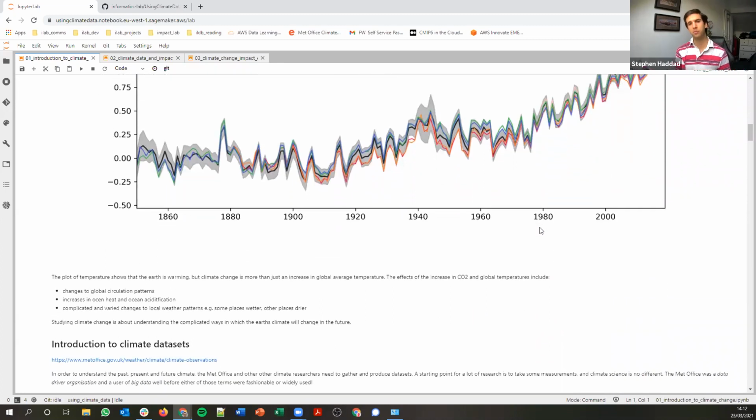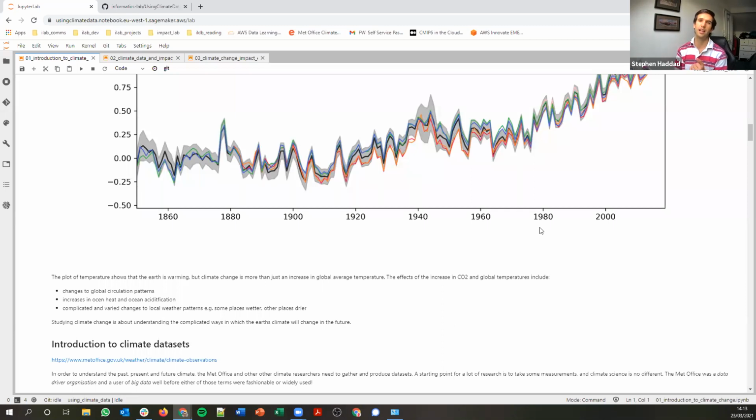But climate change is much more than just that global increase in average temperature. And the effects of the increases in carbon dioxide, as well as global temperatures, can mean a variety of things. So changes to global patterns in the circulation of the atmosphere, which means changing weather patterns. Increases in the temperature of the ocean and acidification of the ocean. And complicated and varied changes then to local weather patterns.